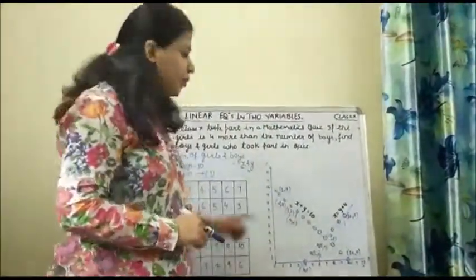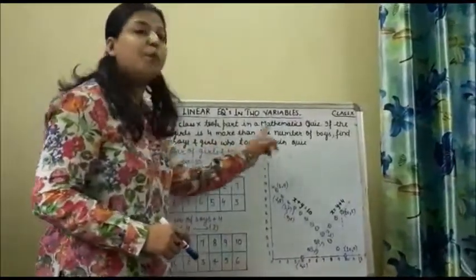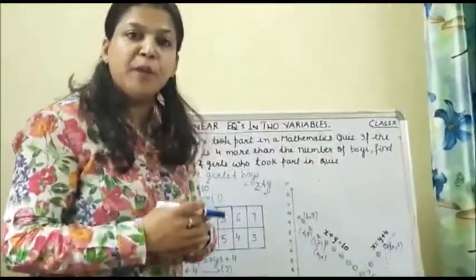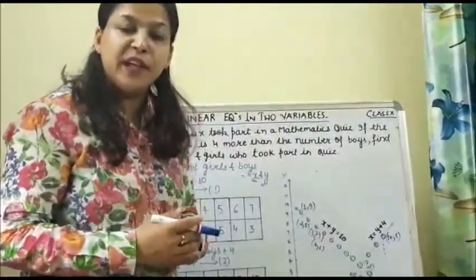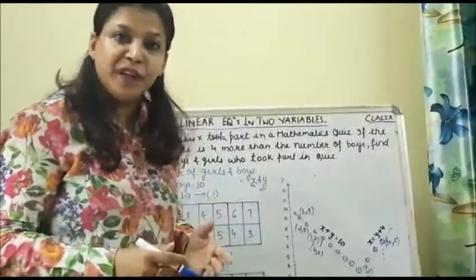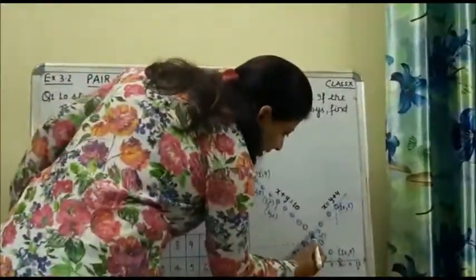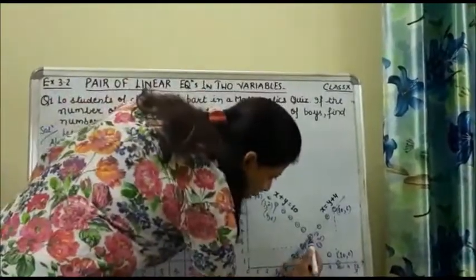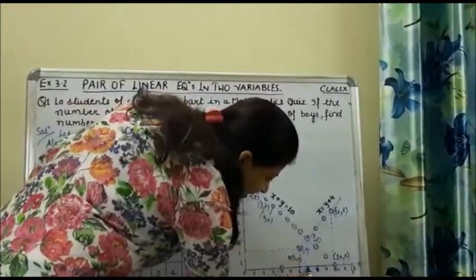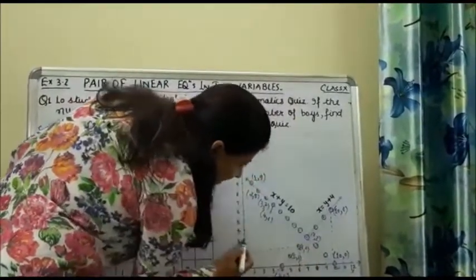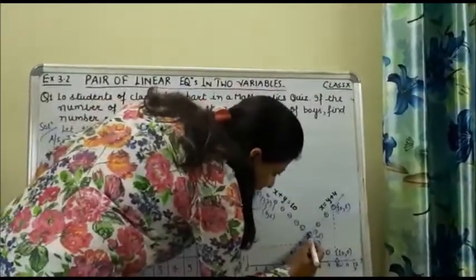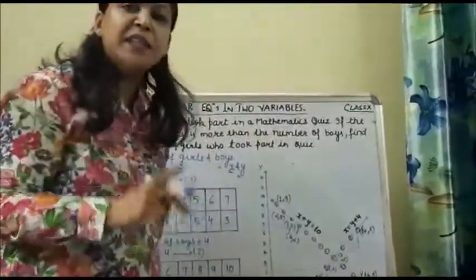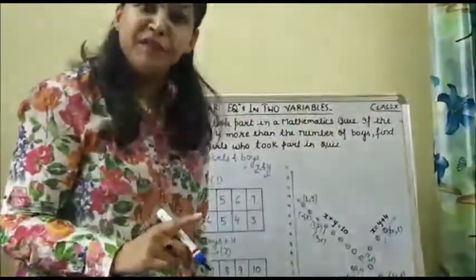Now, your question says find the number of boys and girls who took part in the quiz. Now, wherever these two lines meet, that will be your point from where you can check what are the number of boys, what are the number of girls. Now, just see wherever they meet. This is the point where both the lines meet. And the coordinates of this point is, this is x, this is 7 and this is y, this is 3. So you can say 7 and 3. 7 and 3 means x is 7 and y is 3.